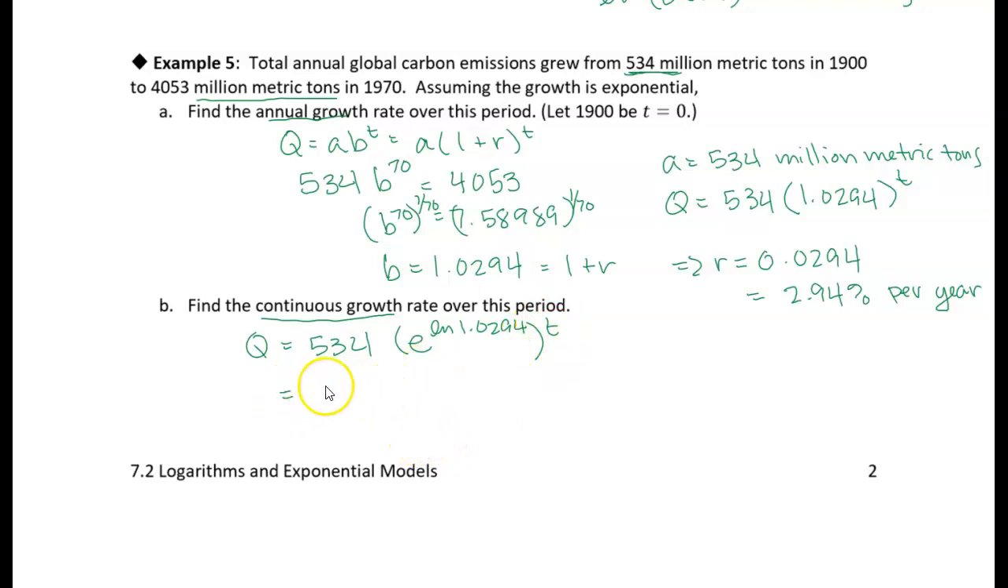Then we can calculate the natural log of 1.0294, and we get e to the 0.02895 t. So now we have it in e to the kt form, and that's telling us that k is equal to 0.02895, which is about 2.9%, or 2.90% per year if we round off to 3 significant figures. All right, so per year.